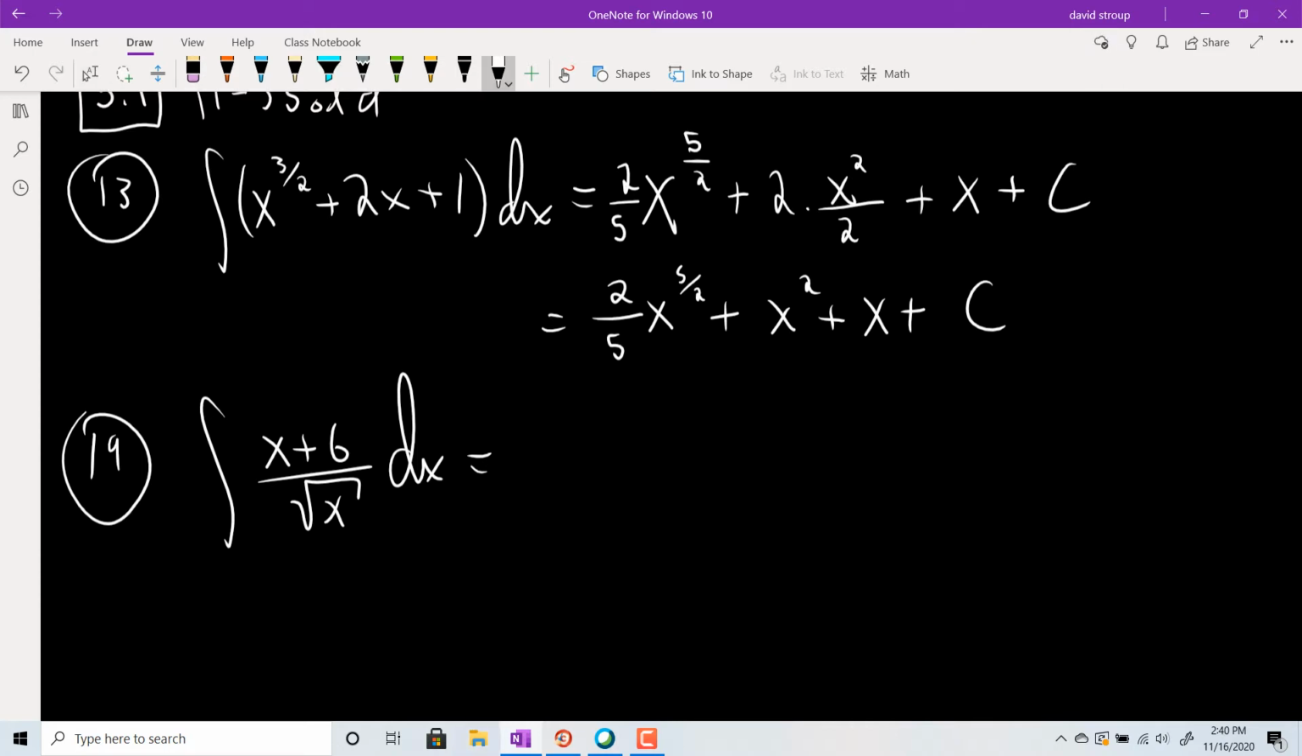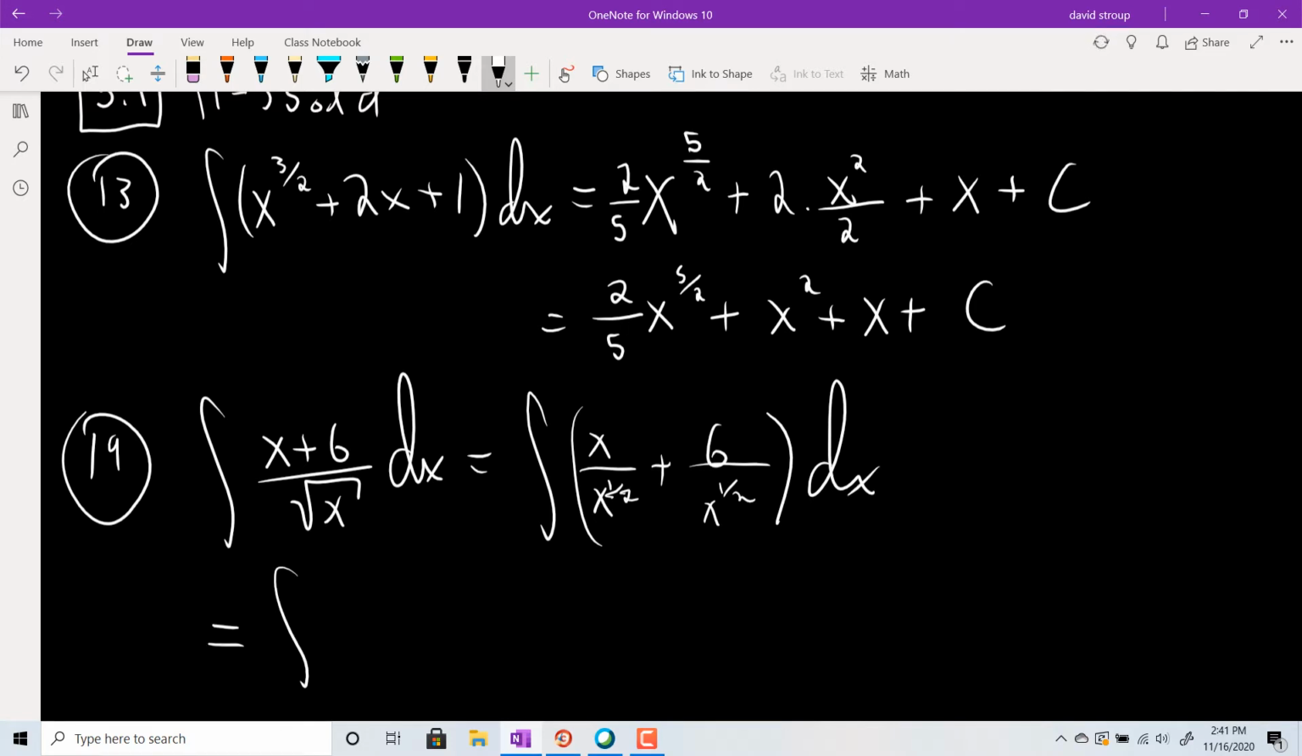On the test, I don't mix them all up and randomly order them or anything like that. They're kind of in order as you would have seen them in the book. Anyways, we can butterfly this guy, x all over square root of x, same as x to the 1/2, and then plus 6 all over x to the 1/2 dx.